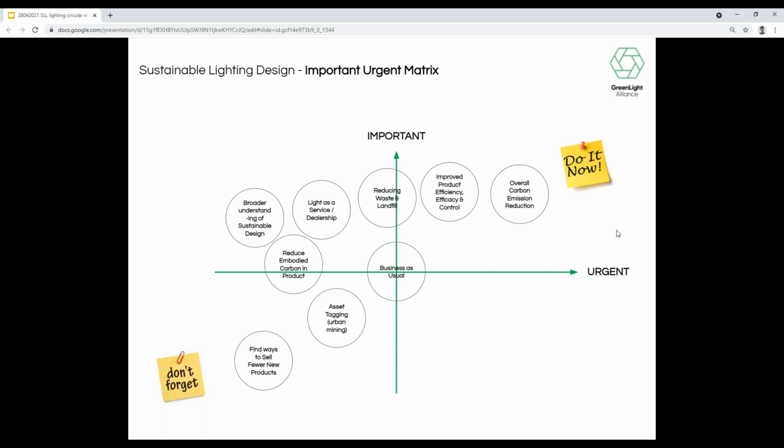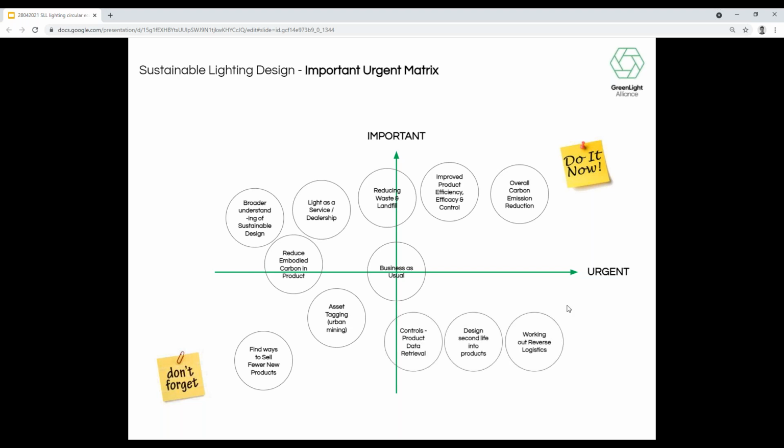So we speak about the overall carbon emissions and reductions, but a lot of this is focused on in-use emissions. So 95% of the emissions from a lighting product are from its in-use carbon. But embodied carbon, as we get more and more renewables online and renewable energy resources, will be a bigger piece of that picture, and that's something which will change over time.